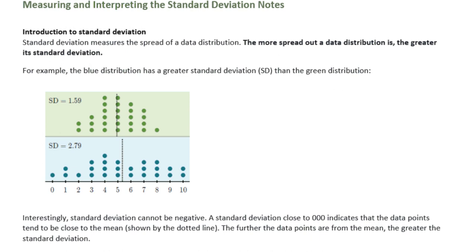In blue, we can see that it has a greater standard deviation than the green because the data is more spread out. The green, we can see the data is very clustered together around the mean. The mean is that dashed line there.